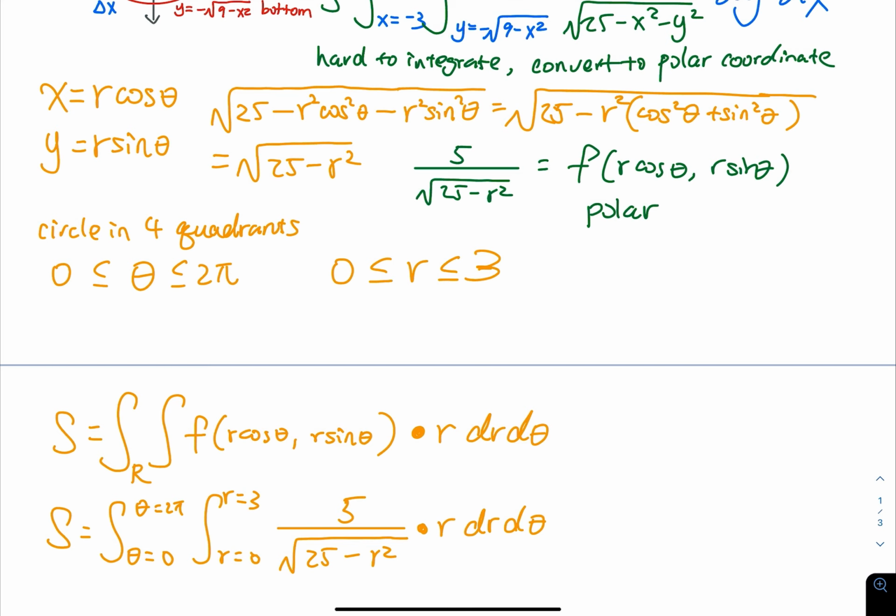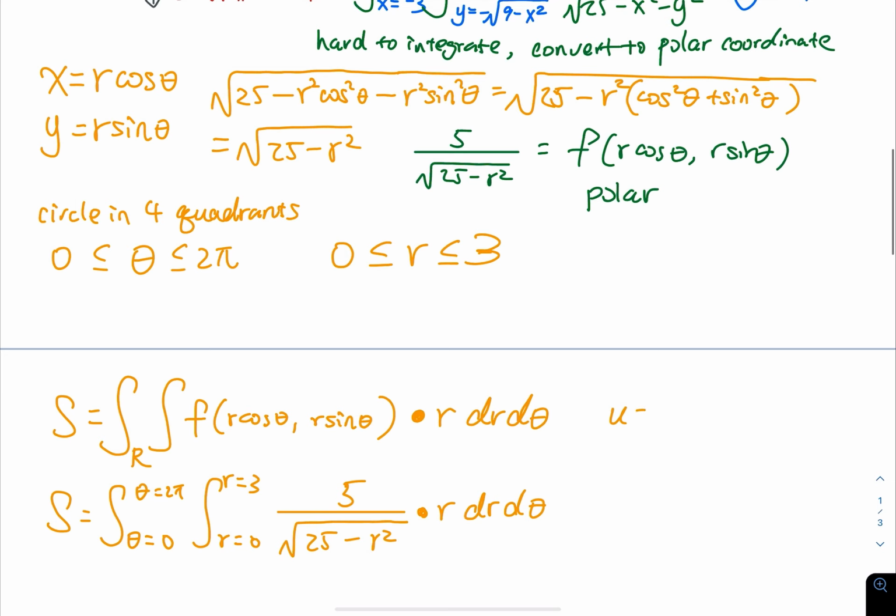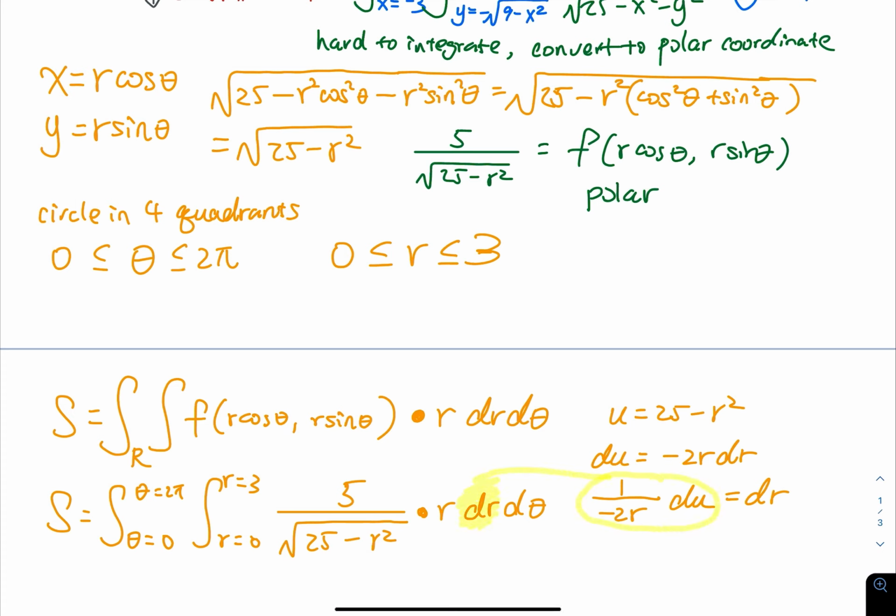What can we do? Integration, I can see that we have to let u equal 25 minus r squared, and then du equals negative 2r dr, right? 1 over negative 2r du equals dr. So that one is going to help me do a change of variable. So change of variable from here to here. That is how we change the dr.